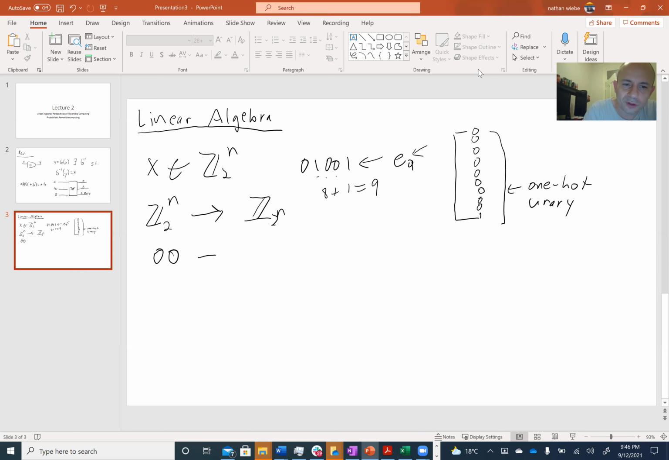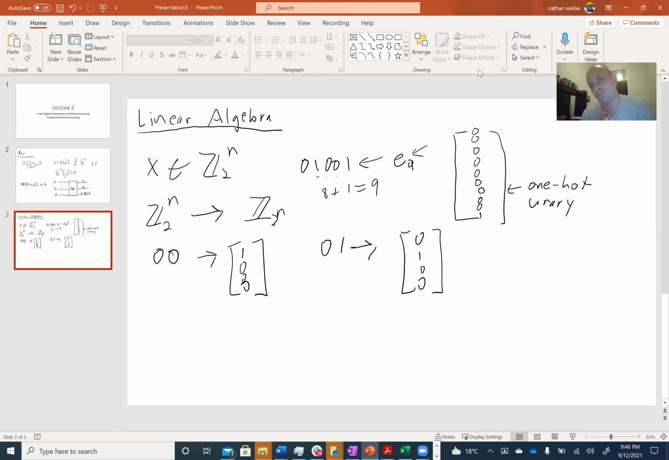0, 0 in 2 qubits would be 1, 0, 0, 0. 0, 1 would be 0, 1, 0, 0, and so on and so forth. So you can see this allows us to associate a unit vector for every bit string that we're taking a look at. Now, of course, we don't use this in practice in ordinary computing for a good reason.